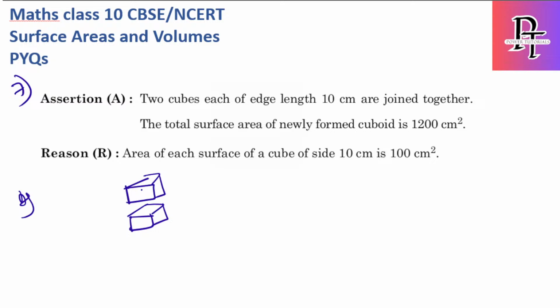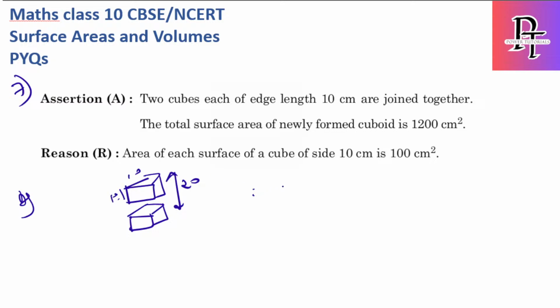They have asked you what is the value, if both are common. But here they have mentioned two cubes and it is an assertion-reason type of question. But the question is similar. Okay, let's take this one. If two cubes are joined, here the height will be 20, length and breadth will be 10 and 10.